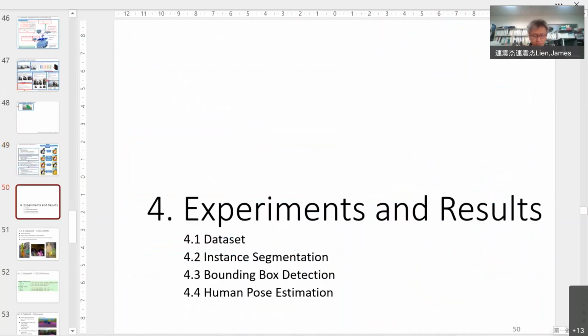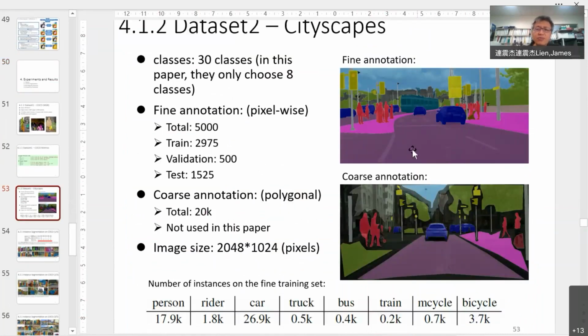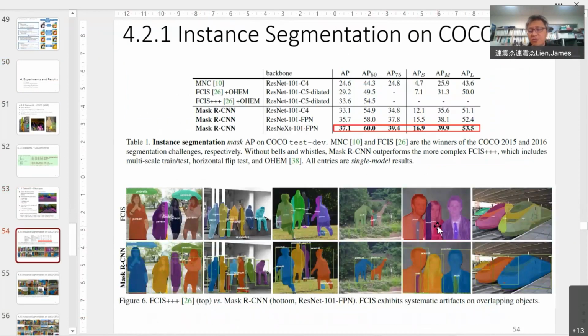I check the time. Okay, that's it for Mask R-CNN. Next we can just check some results. You can see them by yourself, and the results are pretty good. So Faster R-CNN actually is good, Mask R-CNN is also good.